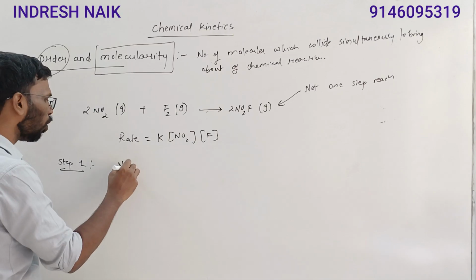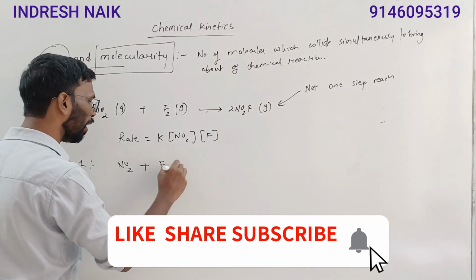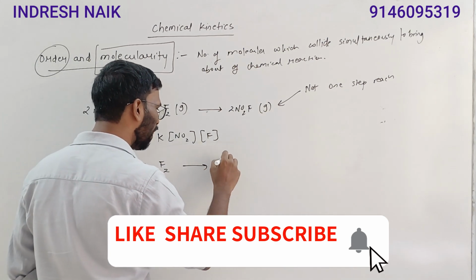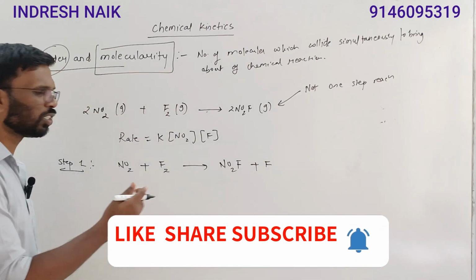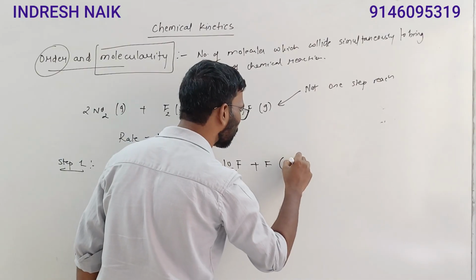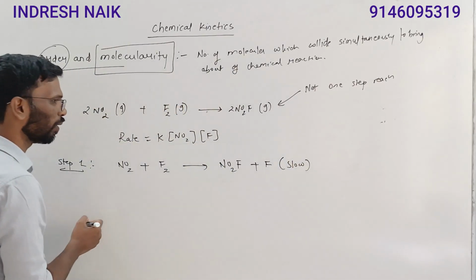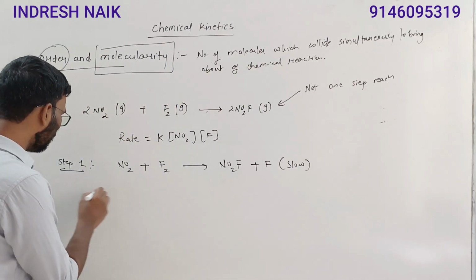that one NO2 molecule reacts with F2 to give what? NO2F and F. This is step 1 of the reaction, and this step is a slow step. Okay, slow step is also called a rate determining step, right? And this is step 2.